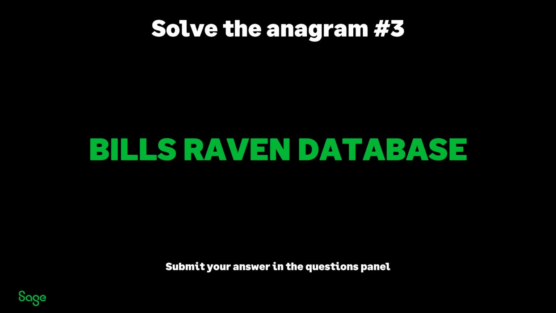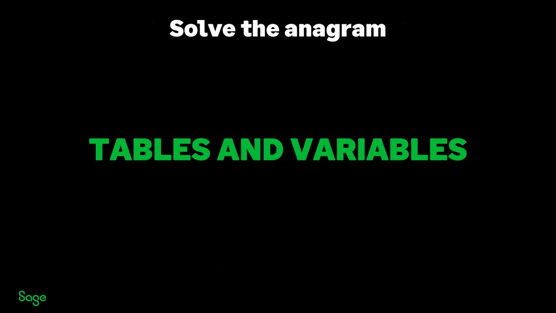Alison, go on, we've got one at last. Alison's got it right. So, excellent, I can reveal that now then. It's tables and variables. So tables and variables was the answer to Bill's Raven database. Well done, Alison. You're the only one that got that one today.